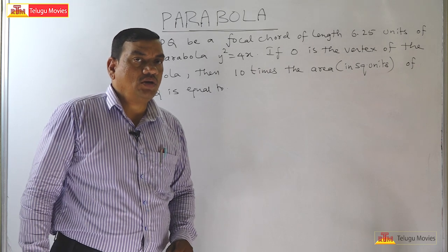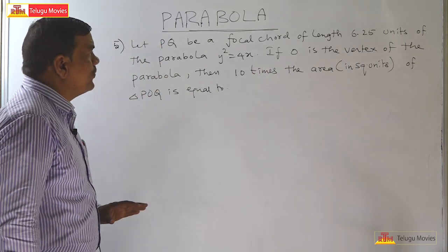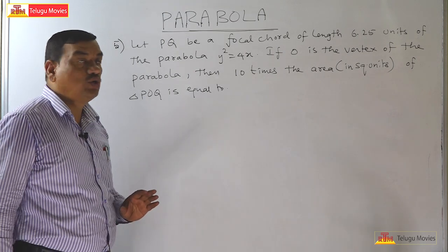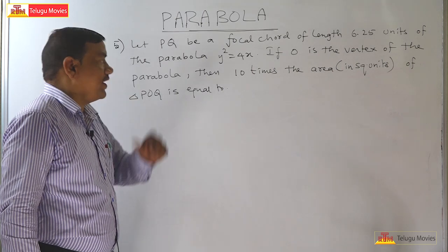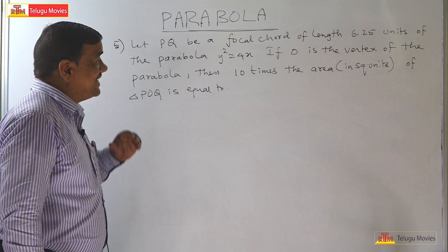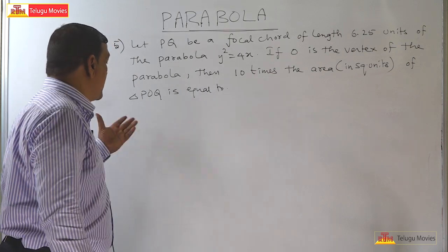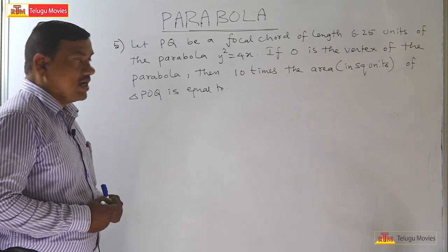Welcome to the last problem of today's class. Let PQ be a focal chord of length 6.25 units of the parabola y square is equal to 4x. If O is the vertex of the parabola, then 10 times the area of the triangle POQ is. So it is a numerical answer problem.